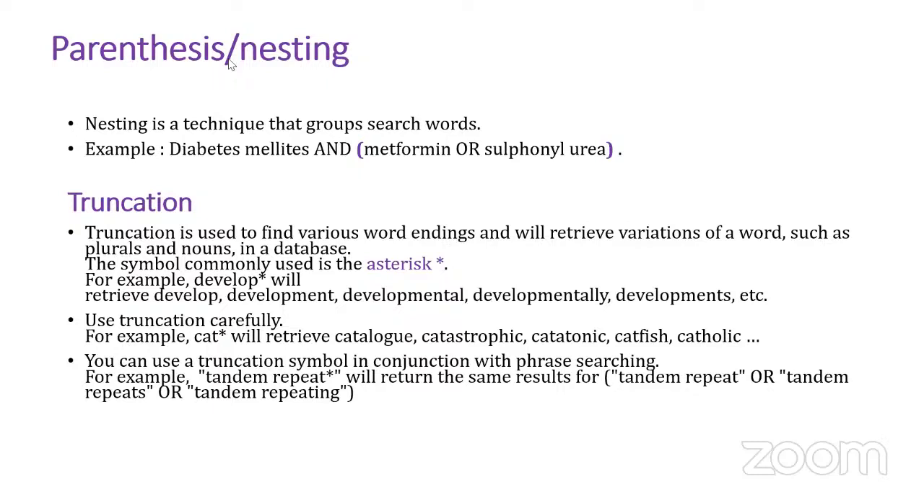Another thing we can use on the search bar is parentheses or brackets. When you use the brackets, the strategy is called nesting, basically grouping the search words together. For example, if you type in the first bar diabetes mellitus, and use the operator AND, and then use the parentheses, type in metformin OR sulfonylurea. So this means it's going to look for articles that contain diabetes mellitus and the treatments, metformin or sulfonylurea, meaning it can contain metformin and sulfonylurea.